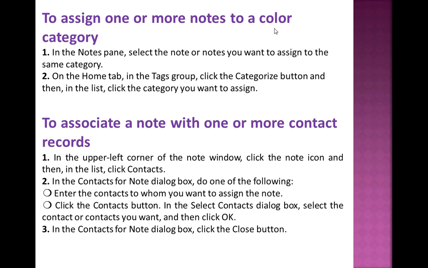Next is how to associate a note with one or more contact records. That means how to link a note when there is more than one contact record. First, in the upper left corner of the note window, click on the note icon and then in the list click on Contacts. Second, in the Contacts for Note dialog box, do one of the following: either enter the contacts to whom you want to assign the note and then click the Contacts button. In the Select Contacts dialog box, select the contact or contacts that you want and then click the OK button. Third, in the Contacts for Note dialog box, click the Close button. This is how we can assign the note to more than one contact record, to more than one person or a record.